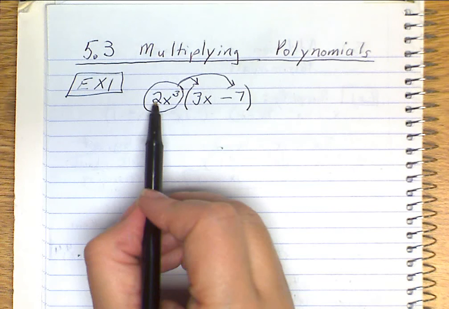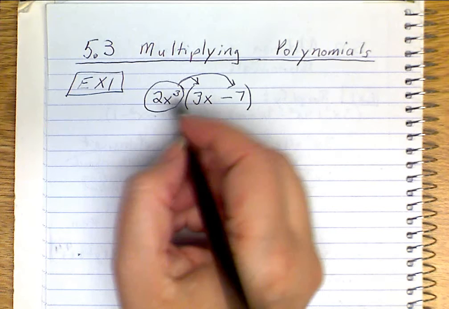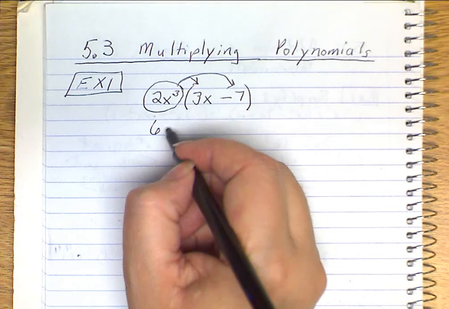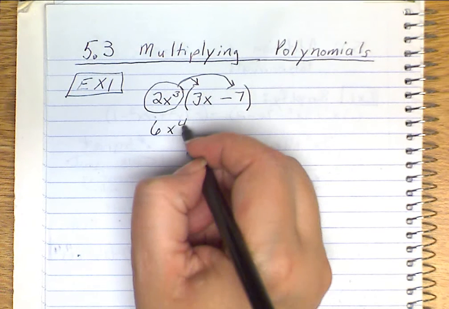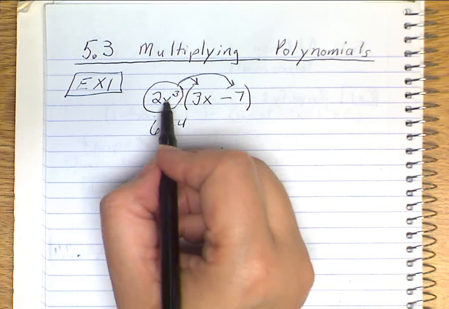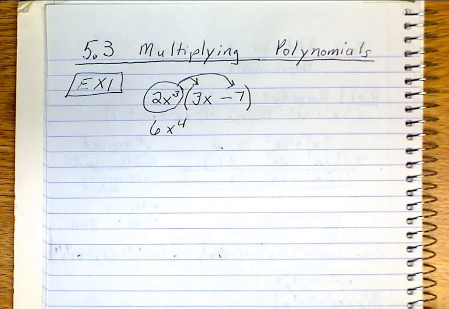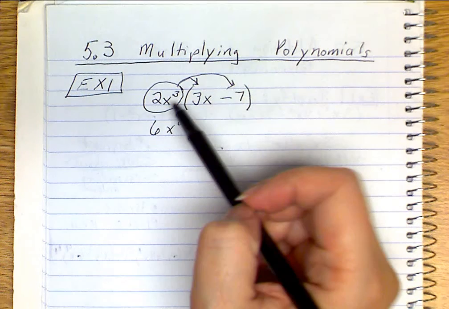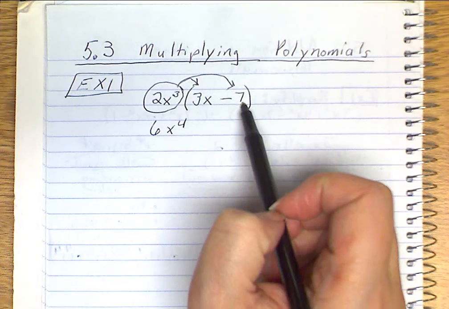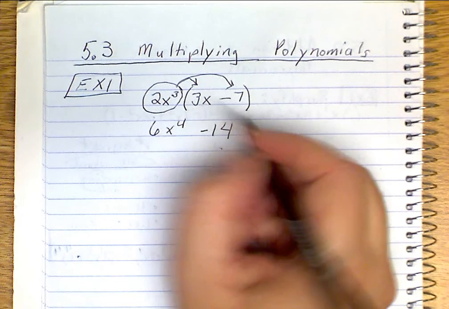So we have 2 times my 3 gives me 6. X cubed and x gives me x to the 4th. When you are multiplying, you add your exponents. So they're saying that you have 3 of them, you have 1 more, so now you have 4 of them. Then you take the next one, you have 2 times negative 7 gives me negative 14, x to the 3rd.